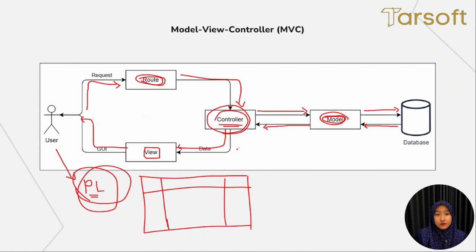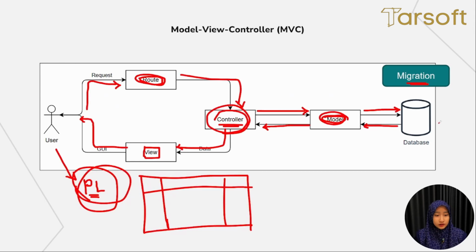Now that we know how MVC works, let's look at how the database can be created and modified. Migration is going to handle that. You can create and modify the table in a database. And now that you have created your table, obviously you want to input data to test if it works, right? That's where seeder comes in. Seeder is going to populate your database with fake data.